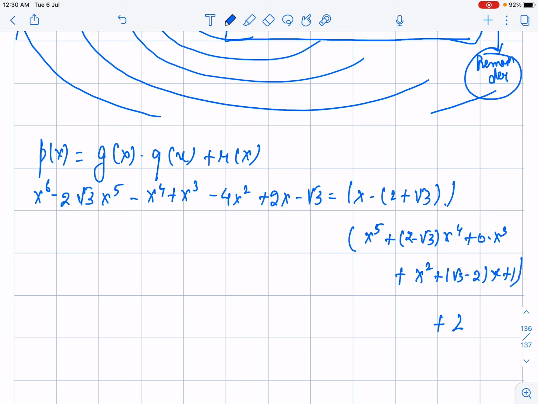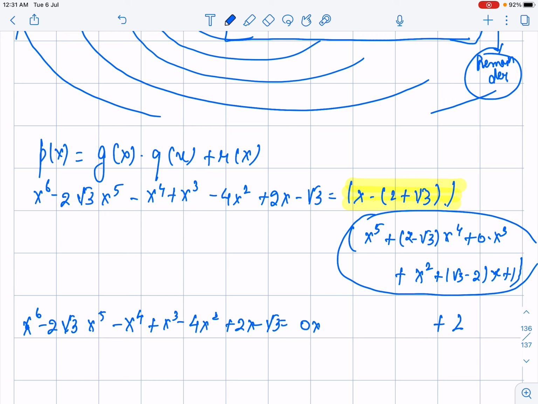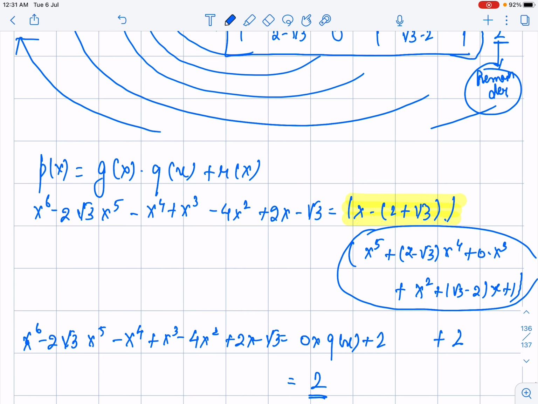Okay guys, we do know the value of this thing is 0. So LHS p of x, that is x power 6 minus 2 root 3 times x power 5 minus x power 4 plus x cube minus 4x square plus 2x minus root 3, will become 0 multiplied by this whole q of x plus 2. So anything multiplied by 0 will be 0 only. So the final answer for this question will be 2.